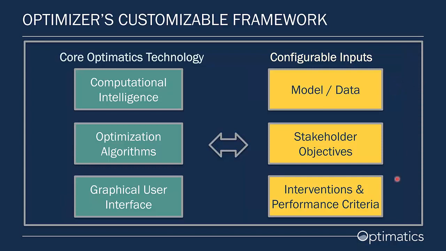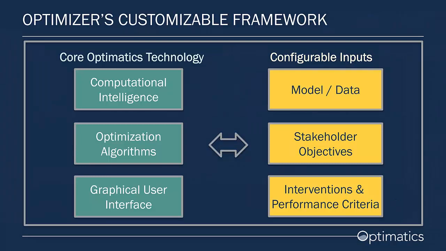In terms of the configurable inputs, this first one is obviously a really important part. This is our model, our WS Pro model that we need to bring in. Optimizer is completely separate to the hydraulic model, so we need that model defined in WS Pro. The second is the objectives. We'll talk about some examples of these, but we can think about what we're trying to optimize for. And thirdly, what the actual interventions and performance criteria are. These will obviously change from problem to problem.